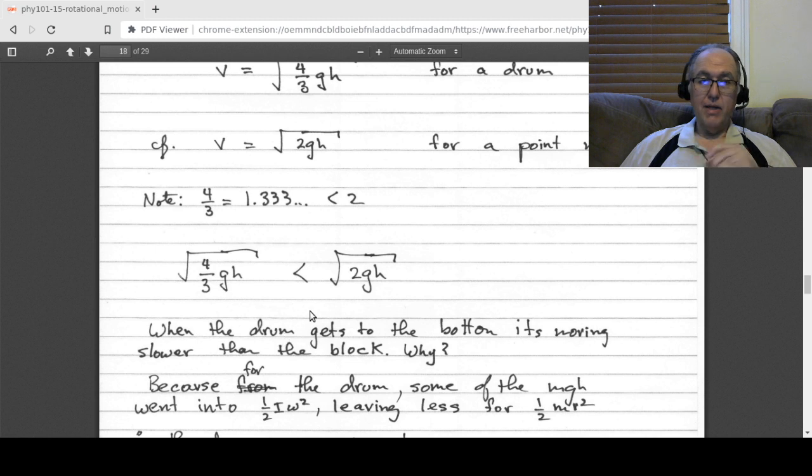All right. And you might say, well, why is that? What's going on? Why is the drum actually moving slower at the bottom than the block is? They're both the same mass. They're both dropping through the same vertical height. The only difference is that the drum is rotating when it gets to the bottom of the hill, whereas the block is not. And the answer is simple.